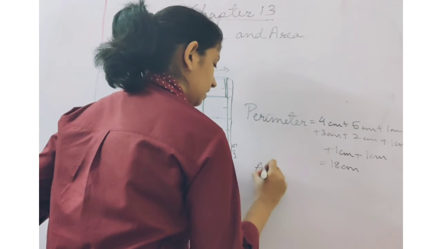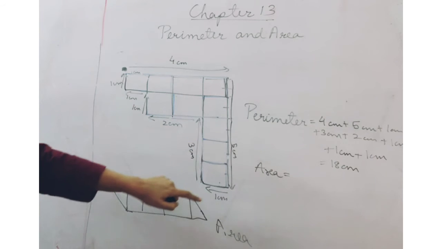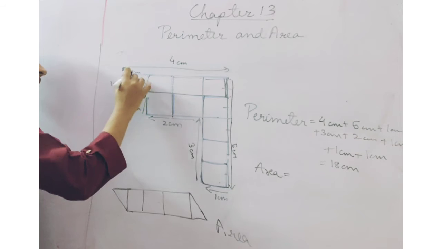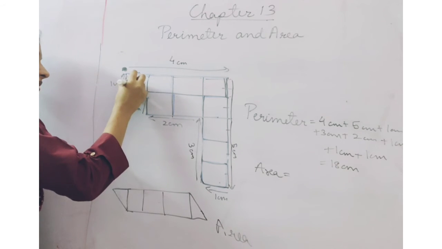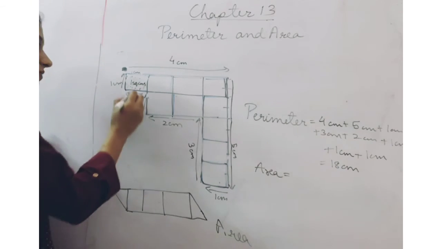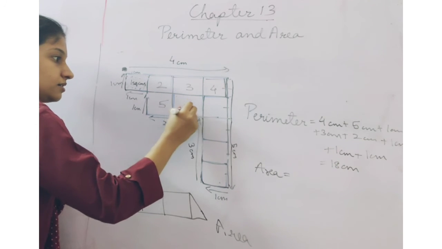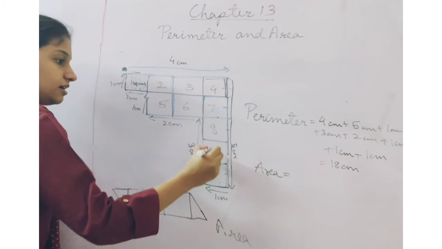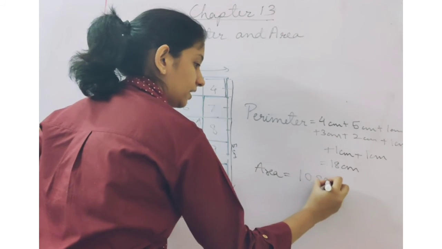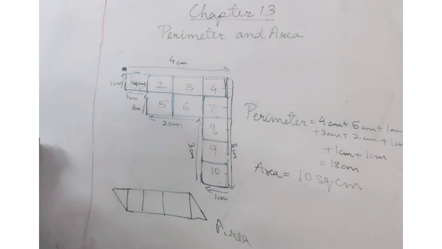Now when I talk about the area, the area will be basically the portion inside these square blocks. Now this is 1, this is 1. So this entire unit will be 1 square centimeter. Now let's count how many square centimeters we have here. 1, 2, 3, 4, 5, 6, 7, 8, 9, 10. So the area will be 10 square centimeters.